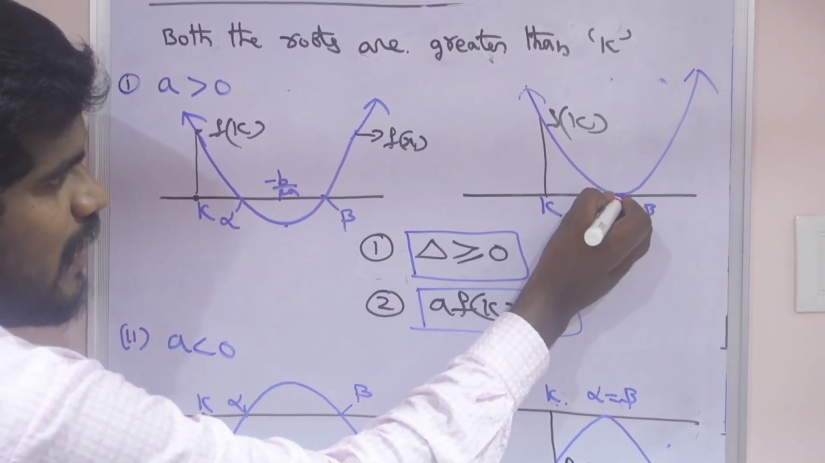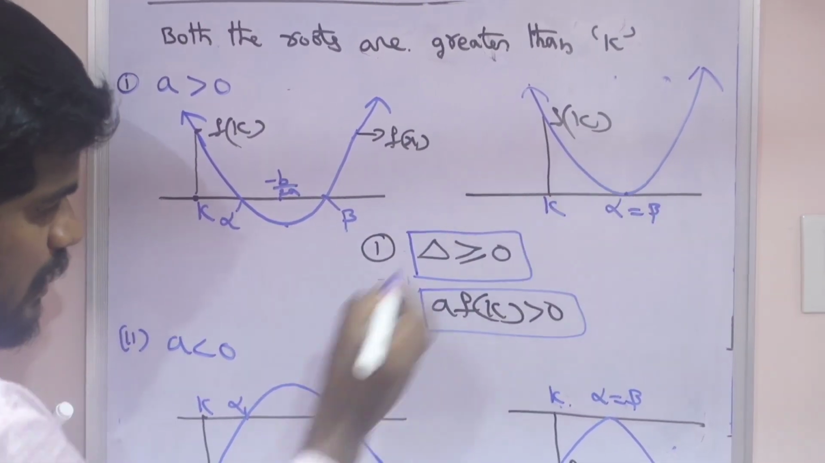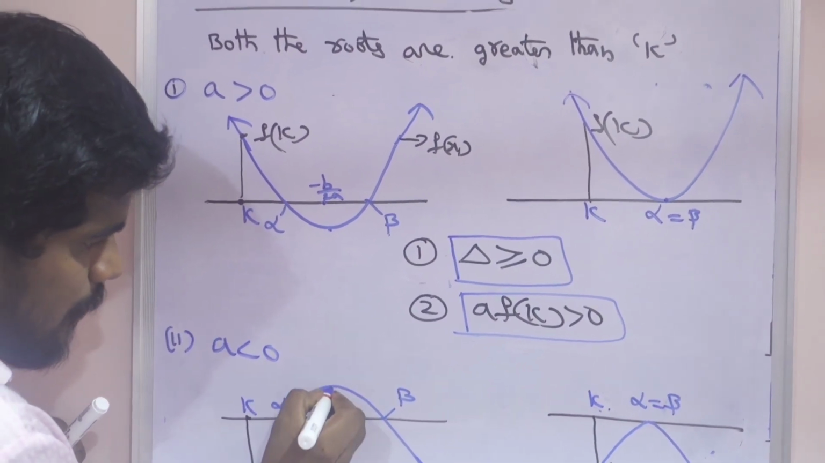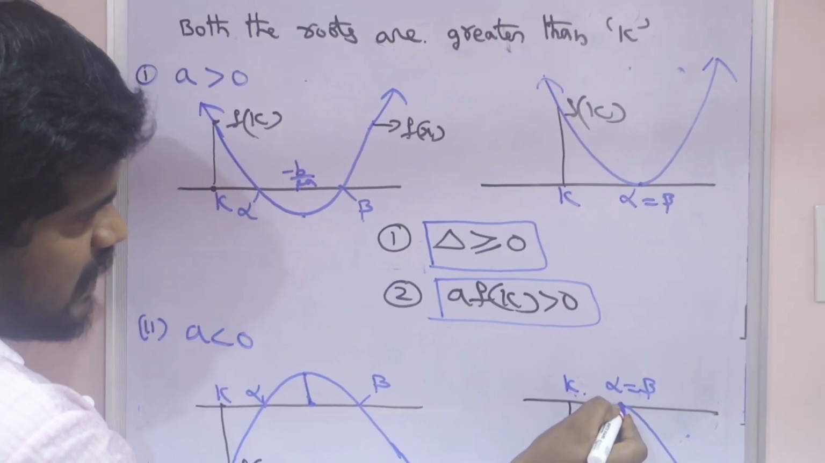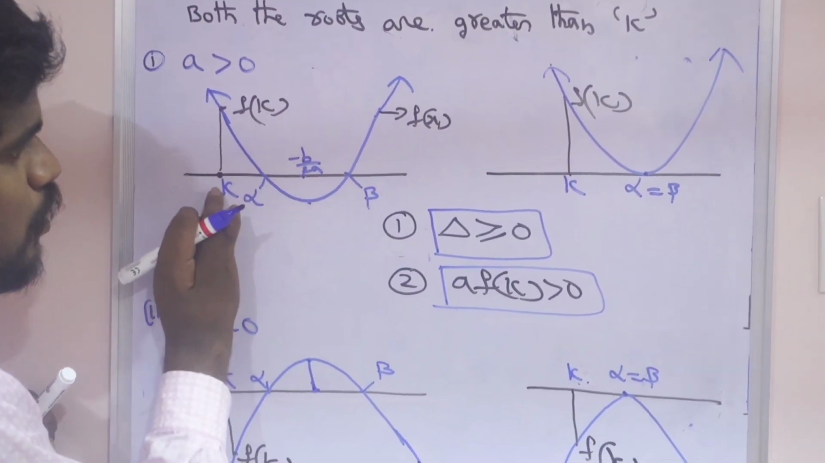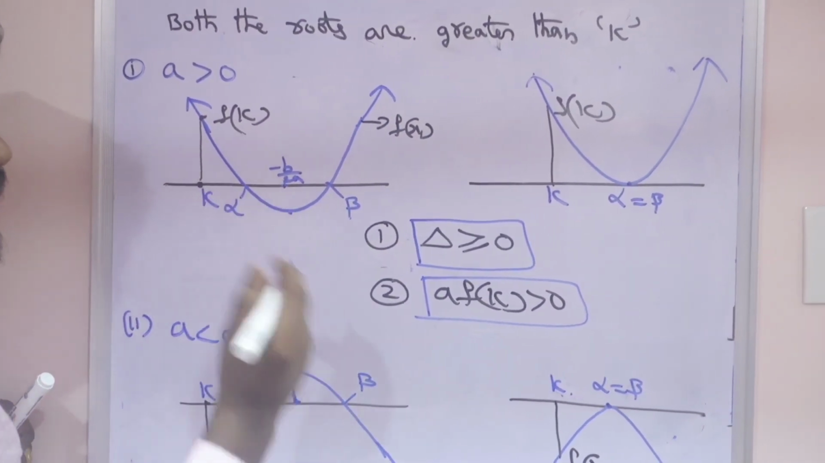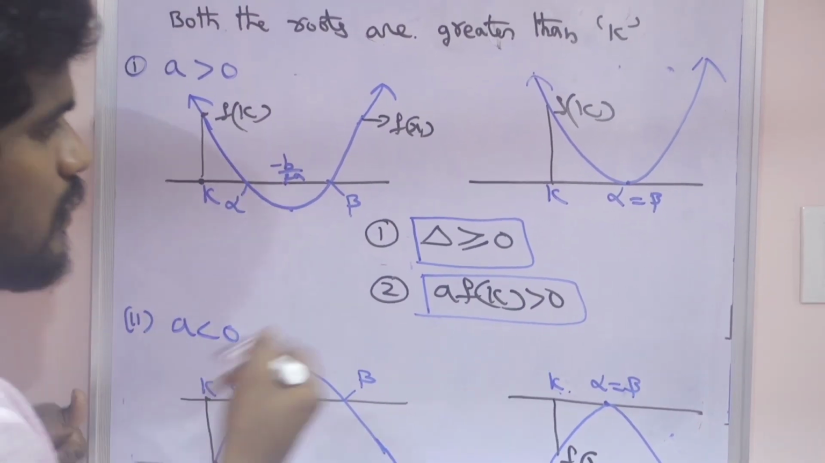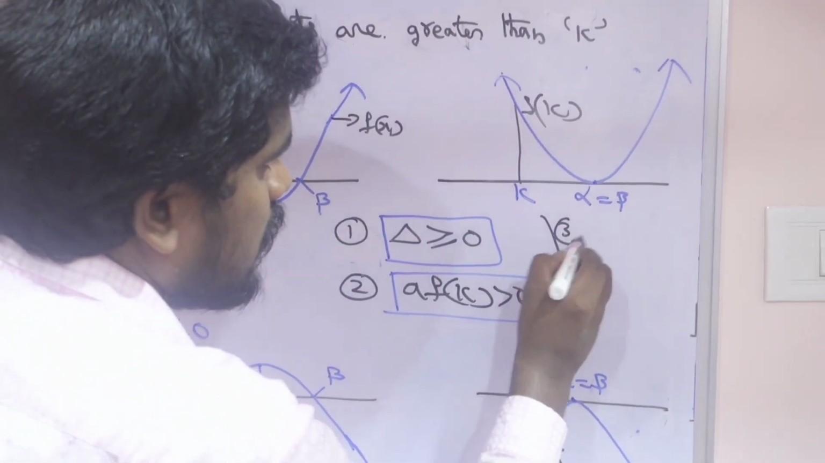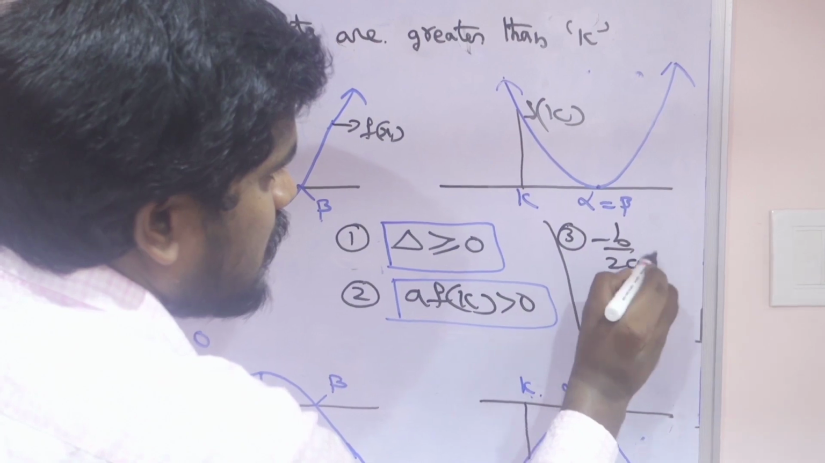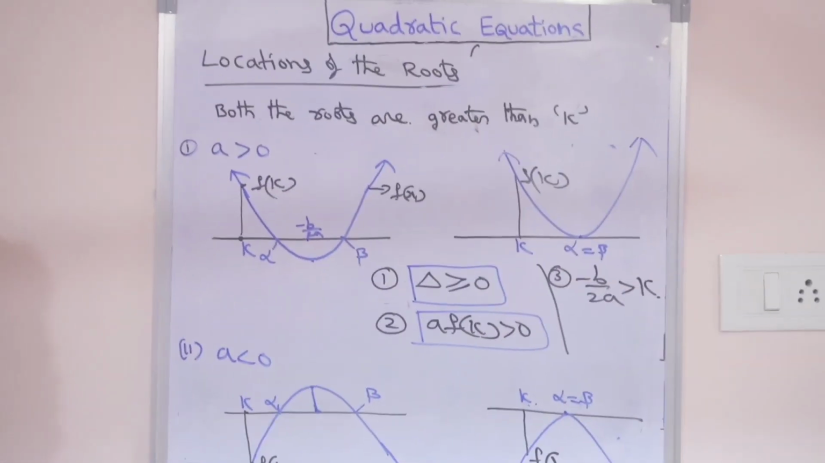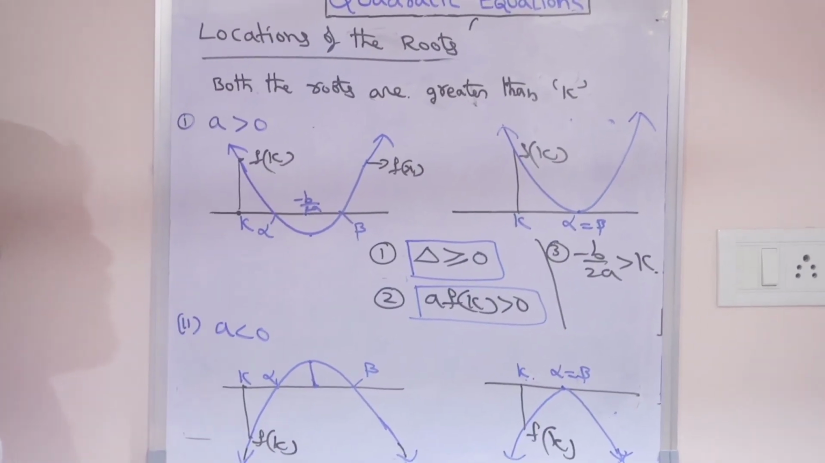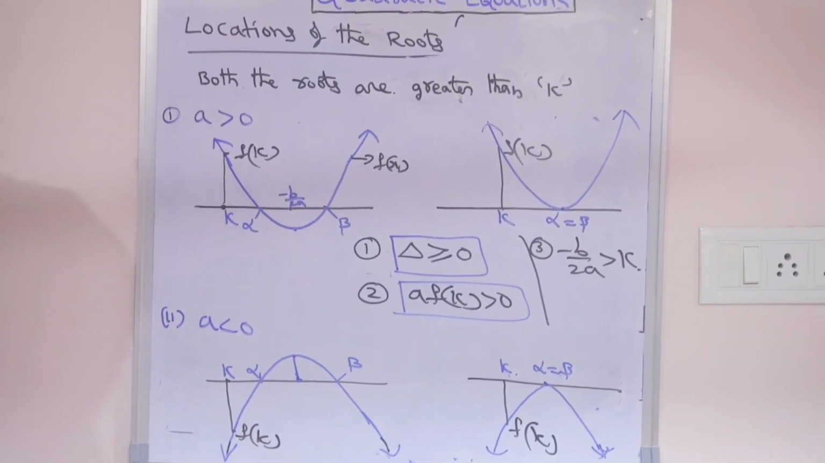Here also this value is minus b by 2a, and this value is minus b by 2a. So minus b by 2a is more than k. So that is the third case. So the third case is minus b by 2a is greater than k. So these are the three important cases for both the roots being greater than k. We will go for the next case.